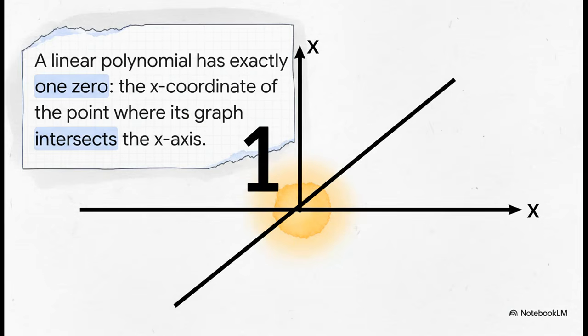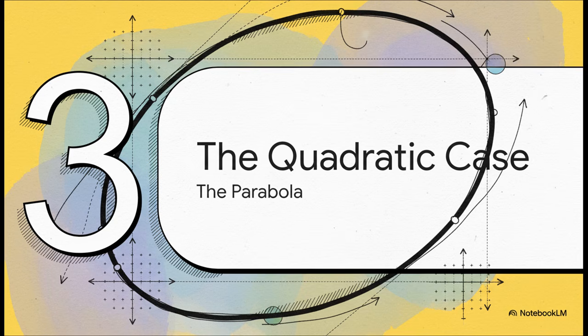So here's the bottom line. For any linear polynomial, it has exactly one zero. And that zero is just the x value of the point where its graph crosses the x-axis. One intersection means one zero. Simple as that.